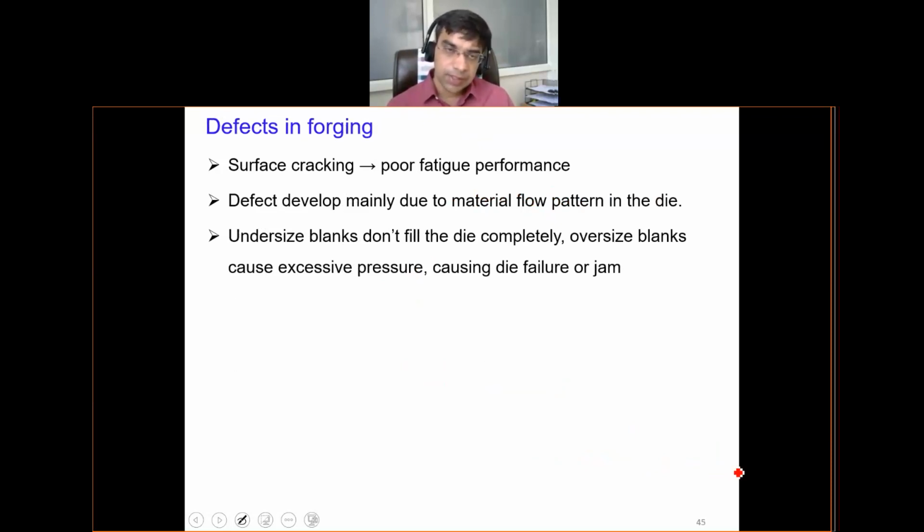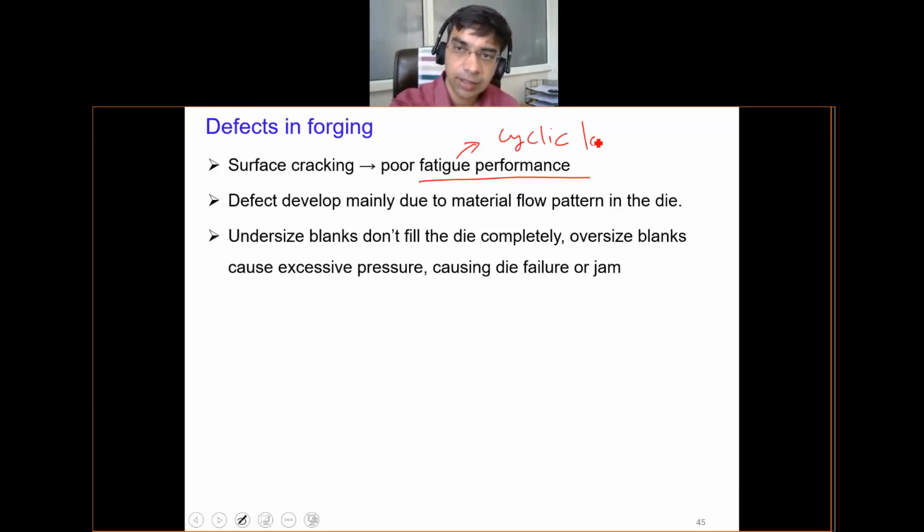Now we move towards the different defects which are produced in forging. One of the defects is surface cracking. Surface cracking is basically when you observe certain micro cracks on the surface of the forged product. Those types of cracks are responsible for poor fatigue performance. Fatigue is the term given for cyclic loading.